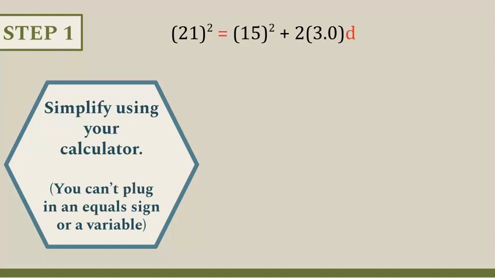So what I'm going to do first, I'm just going to do it in chunks. I'm going to put 21 squared into my calculator. That gives me 441. I'm going to bring down the equals sign. On the right side of the equation, I can't put that all in my calculator at once because I have two different terms, one that's just a number and one that has a number and a variable. So I can just do 15 squared, that gives me 225, and I can do 2 times 3, which gives me plus 6.0 times d.